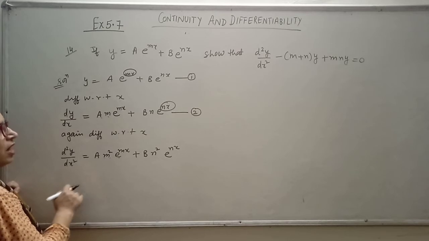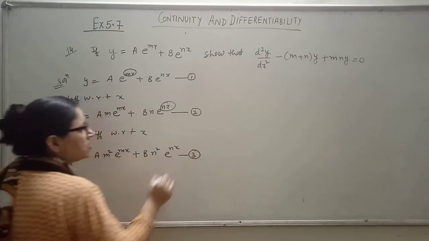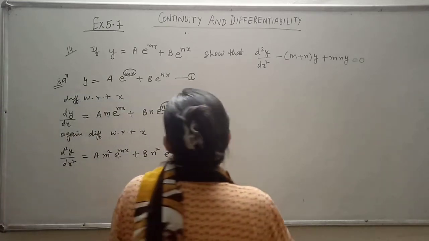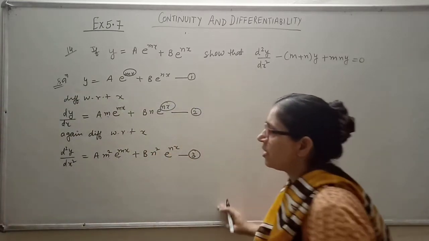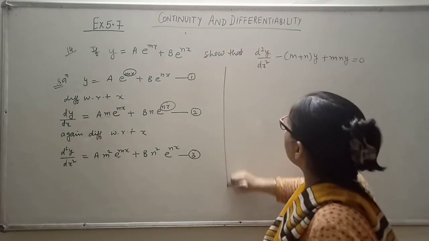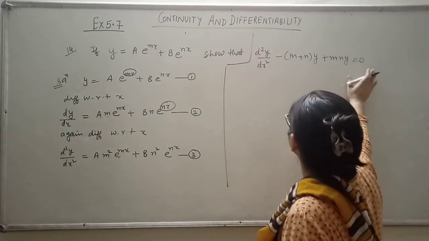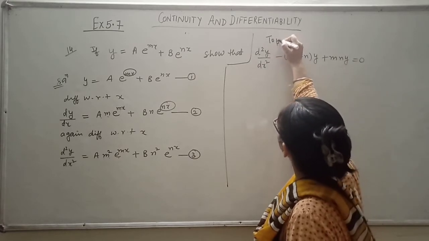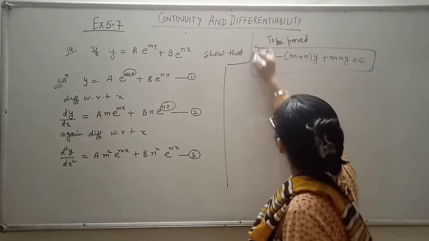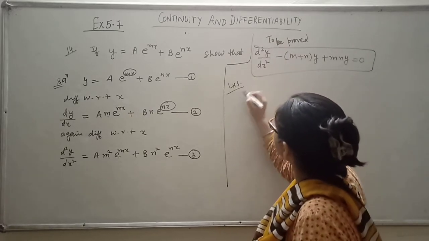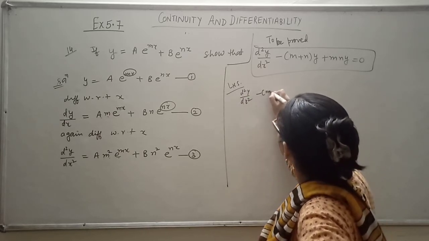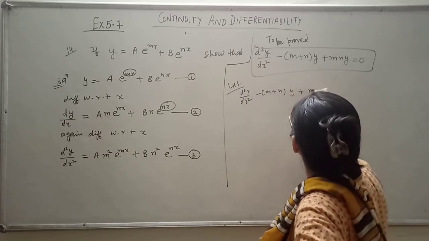Okay, now I am going to substitute, because sometimes it becomes easy to put the values of dy by dx and d square y by dx square here to prove that this is equal to 0. Now I am taking here whatever is to be proved, this is to be proved. I am taking the left hand side of this: d square y by dx square minus (m plus n) dy by dx plus m n y.